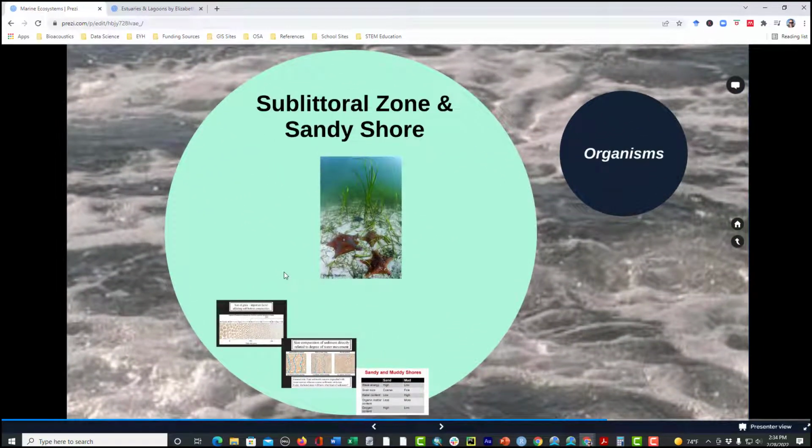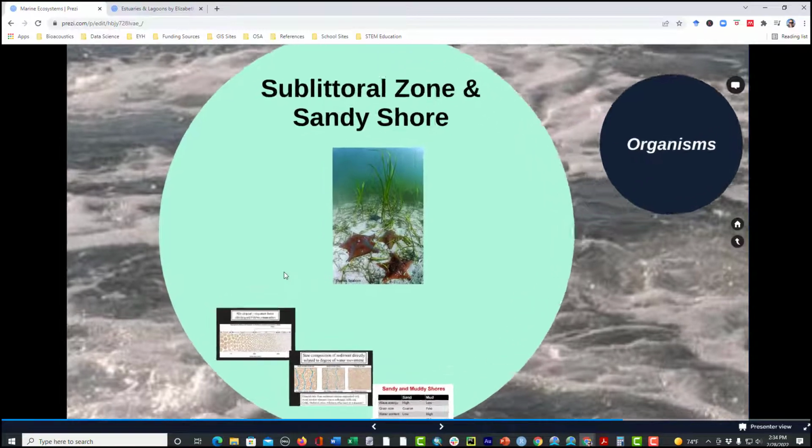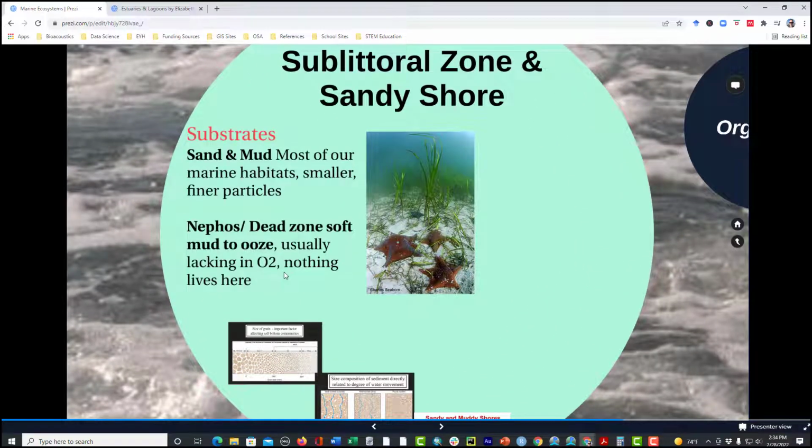Coastal oceans can be broken into sublittoral zone and the sandy shore. The substrates are going to consist of sand and mud. Typically most of the marine habitats are going to have sand or mud, and these little structures are going to be quite small and have finer particles to them. The substrates can also, however, consist of something called nifos, which is a dead zone of soft mud to ooze. This usually doesn't have any oxygen associated with it, and nothing lives in it.